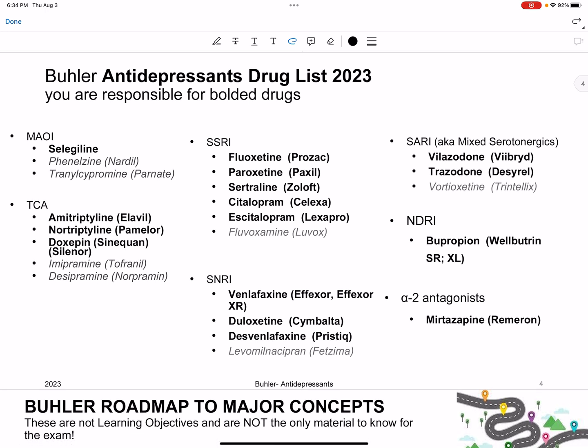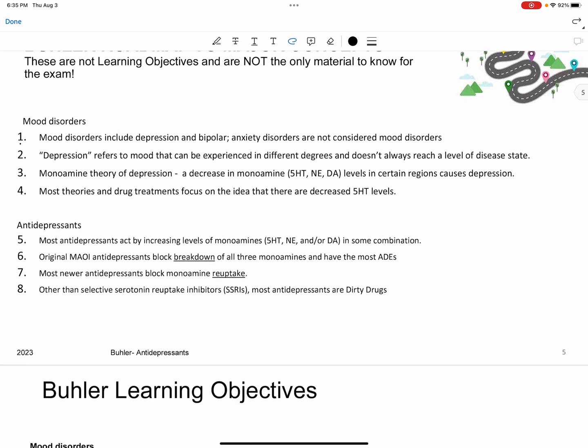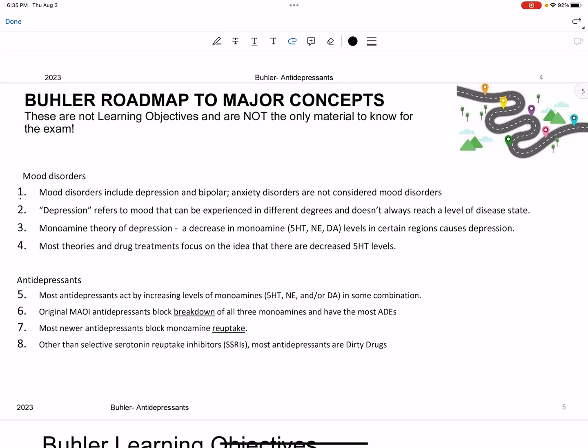Here it says you're responsible for the bolded drugs. We're going to talk to Dr. Markova and see what she says about the other drugs, the ones in italics, and whether you're also going to be responsible for those. So at this point, assume that you're going to be responsible for the bolded ones, and you're probably going to end up being responsible for the other ones. So just some roadmaps, so you can read it ahead and kind of see what we're doing.